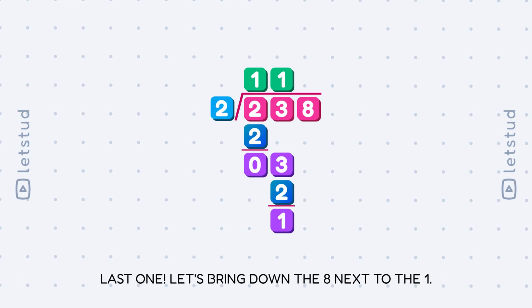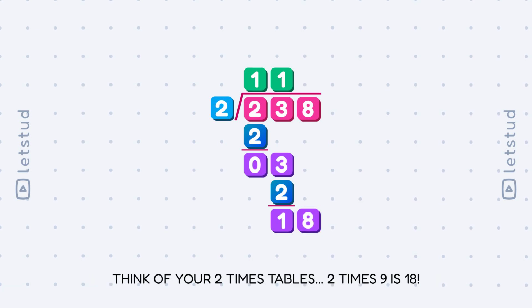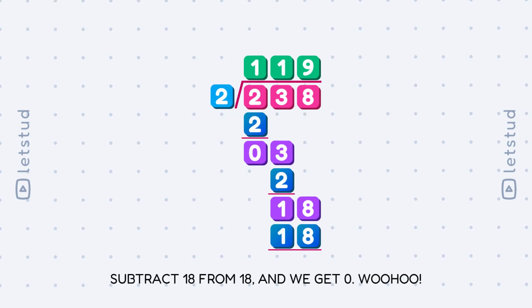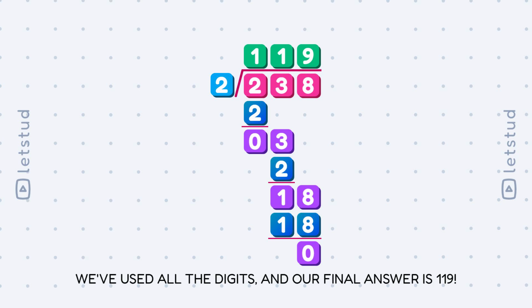Last one, let's bring down the 8 next to the 1. Now we have the number 18. How many times does 2 go into 18? Think of your 2 times tables. 2 times 9 is 18. Let's check. 9 times 2 is indeed 18. Subtract 18 from 18 and we get 0. Woohoo! You nailed it, we have no remainder left. We've used all the digits, and our final answer is 119.